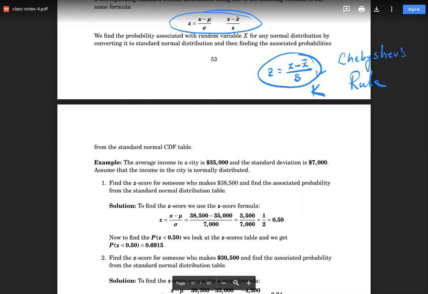All right, so now the average income in a city is 35,000, okay? And the standard deviation is 7,000. Assume that the income in the city is normally distributed. The average income in a city is 35,000 and the standard deviation for the income is 7,000. Now, assume that it's normally distributed, so it is important.